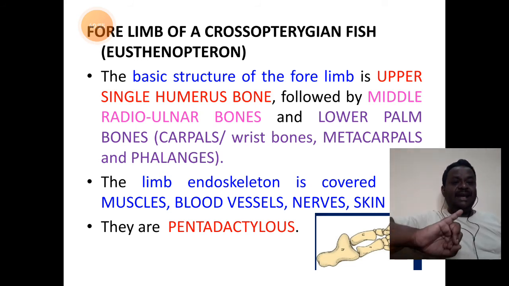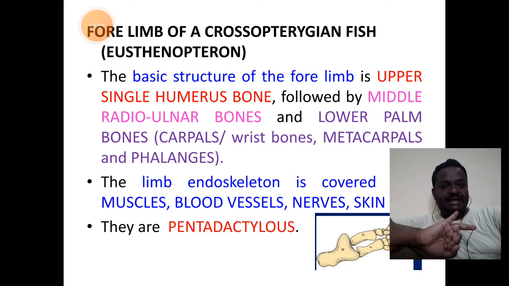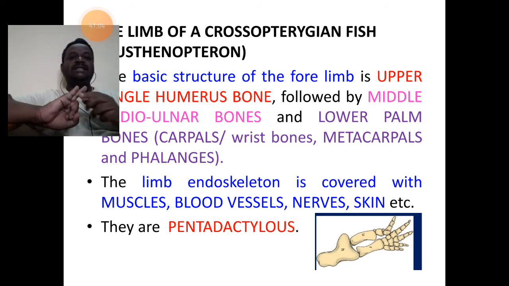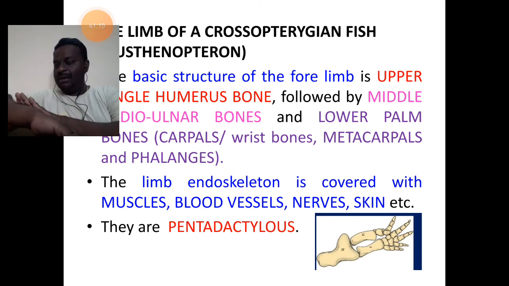So monophyletic evolution is the first concept. Second concept is they have basic structural details. What are the basic structural details of a pentadactylous limb? Upper arm having a single bone called humerus. Middle portion or the forearm having two bones called radio-ulnar bone.